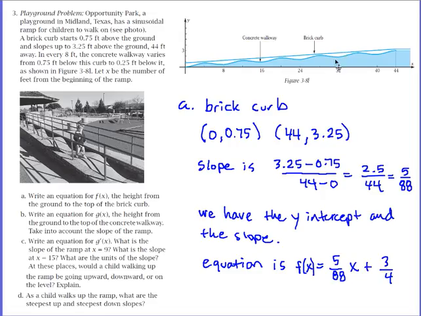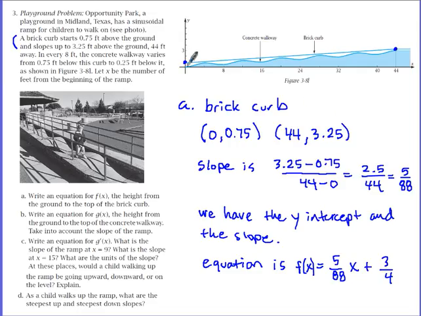So they give us a little bit of information that I think is rather important. Right in this little part of the description, they tell us that the brick curb starts at 0.75 feet above the ground, so this coordinate point is (0, 0.75), and slopes up to 3.25 feet above the ground, 44 feet away. So this second point is the (44, 3.25) that we see here. The slope of that line segment would be 5/88.